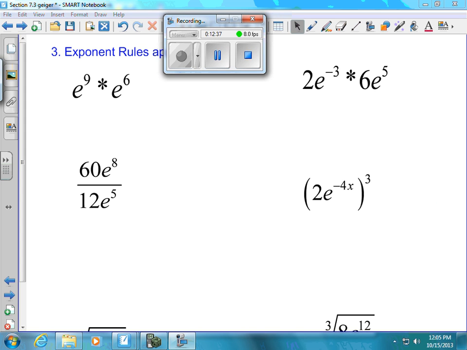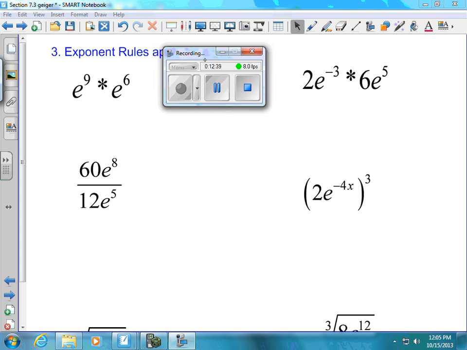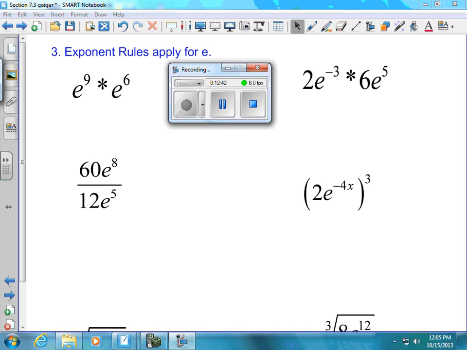Okay, last thing I want to talk about in this section is the fact that the exponent rules are the same for e as they are for any other base. Even though e is a number, the exponent rules work for it as well. So when we multiply two things of the same base, we add their exponents. So e to the 9 times e to the 6 will be 9 plus 6, or e to the 15th. If you don't believe me, you can plug e to the 9th times e to the 6th in your calculator, get that number, and plug e to the 15th in. It should be the same thing.